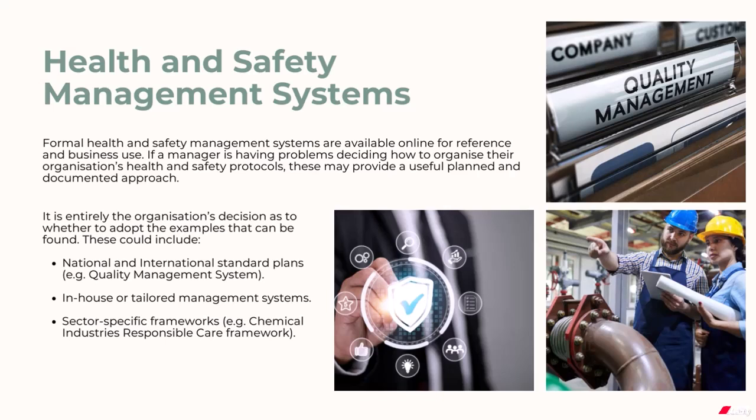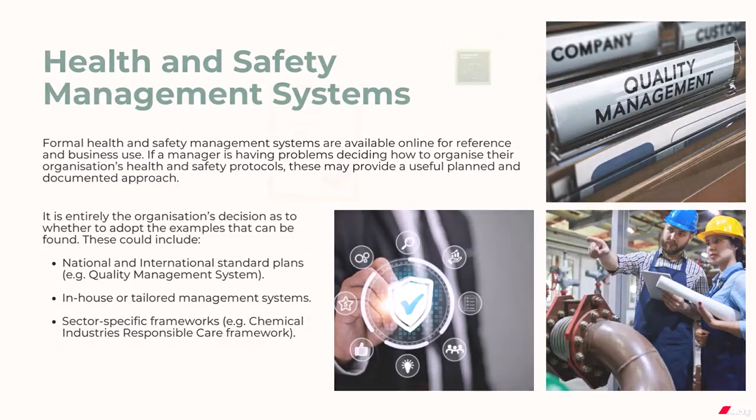It is entirely the organization's decision as to whether to adopt the examples that can be found. These could include national and international standard plans, for example, quality management system, in-house or tailored management systems, sector-specific frameworks, for example, chemical industries responsible care framework.